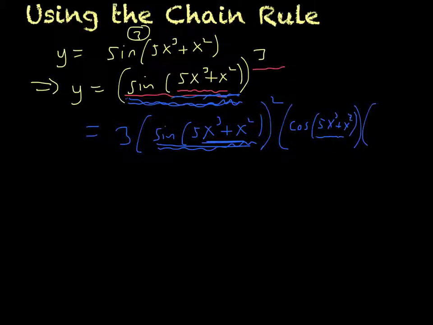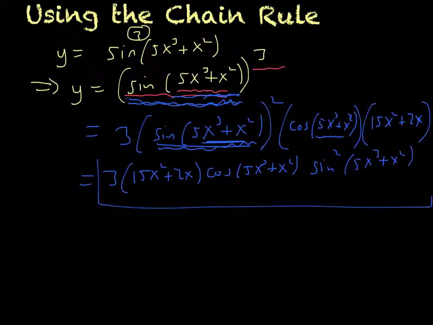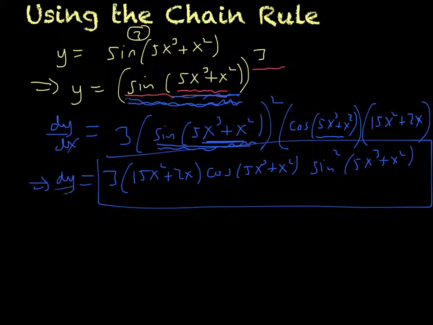You see, it's like Russian dolls. So 15x squared, they just keep opening up and opening up. And there we go, we've got our final answer. So 15x squared plus 2x, all times cos 5x cubed plus x squared, sine squared, that can come back in now, cubed plus x squared, and we're finished. It's looking pretty good. So remember, this is dy by dx then, and this is dy by dx.